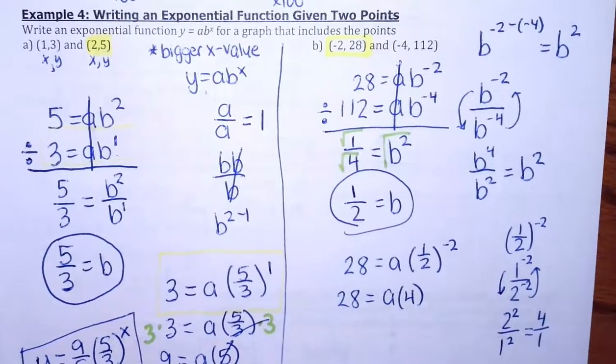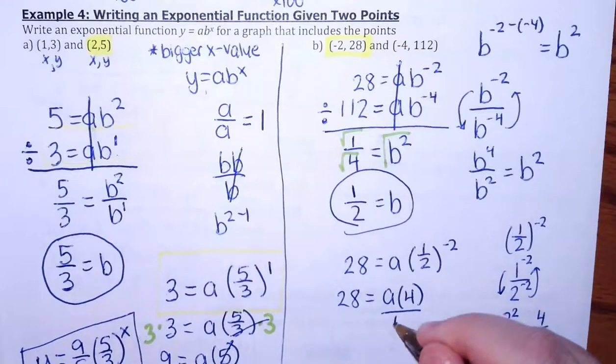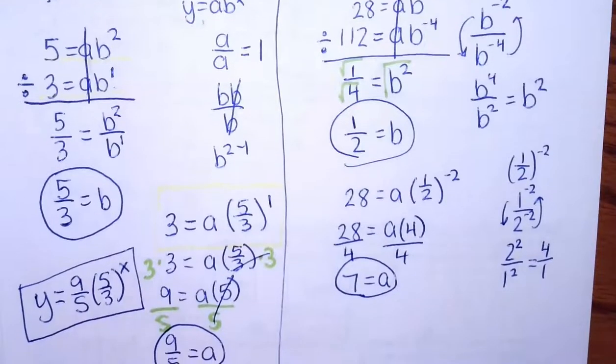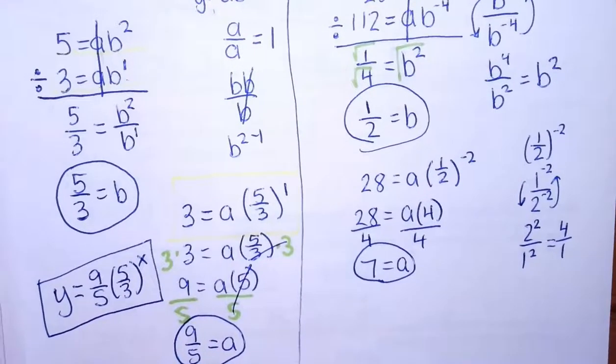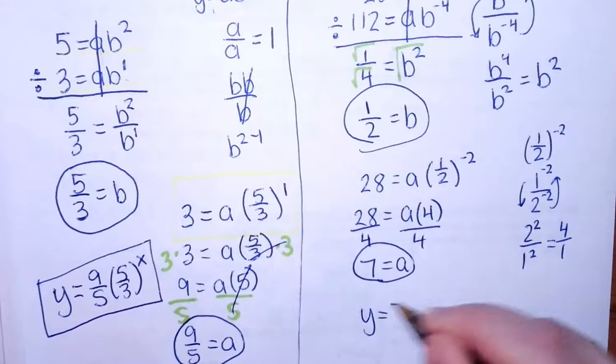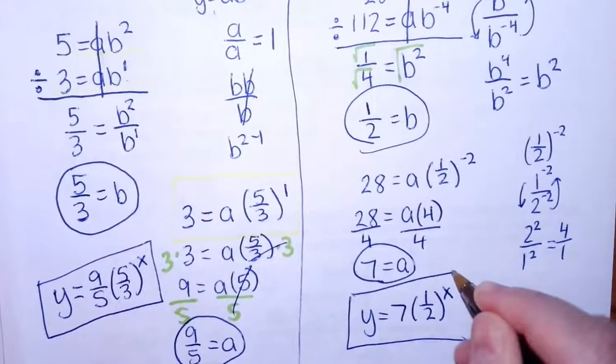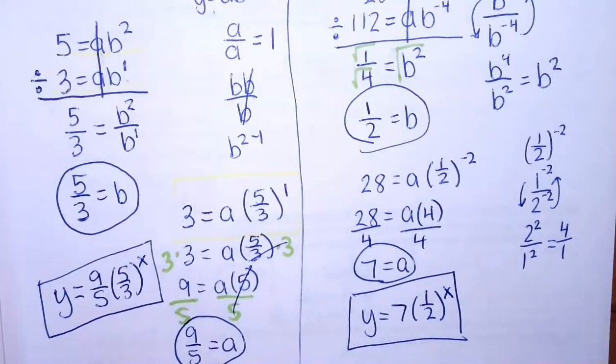And then all I got to do to find my a is divide both sides by 4 there. And so a is going to be actually a nice number. It's going to be 7. So now I'm not quite done because I have to actually write the equation and plug those values back in. So y equals ab to the x. This would be my actual answer for the model of the exponential that goes through those 2 points.